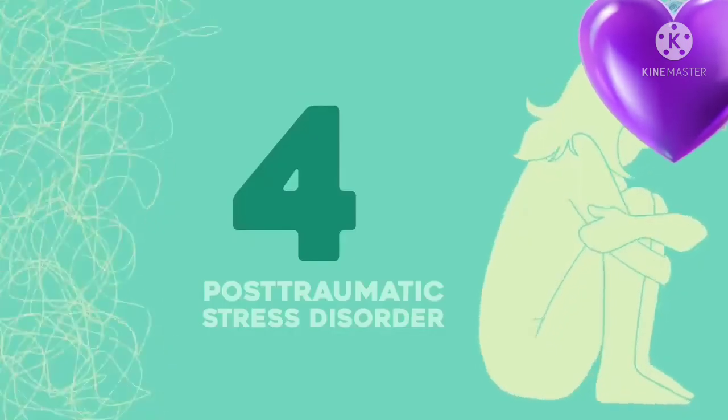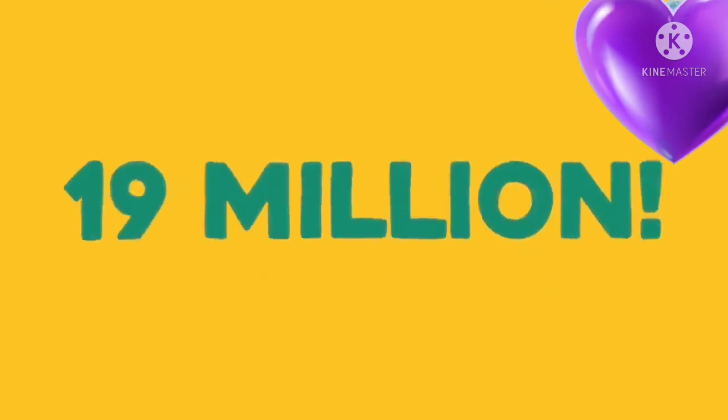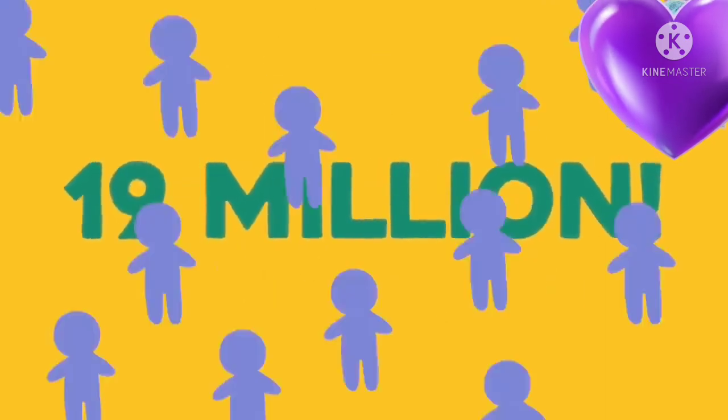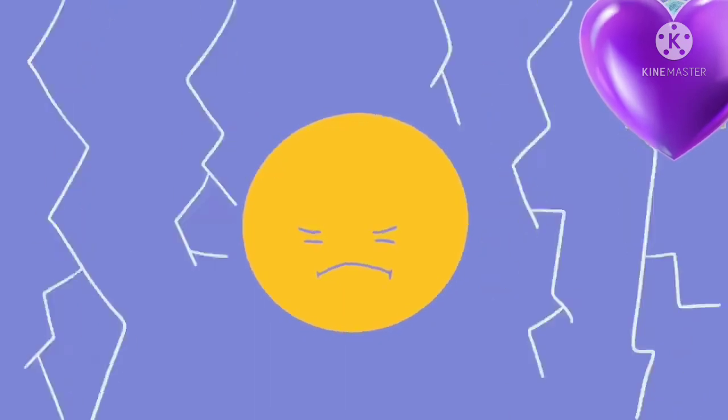4. Posttraumatic stress disorder. Did you know that an estimated 6.8% of the US population will develop some form of post-traumatic stress disorder? That's about 19 million people in the US alone. So how does this happen? You, me, everybody will get stressed out by something in our lives. Some people will come across something so stressful that it affects them permanently. For many of them, this stress becomes trauma.